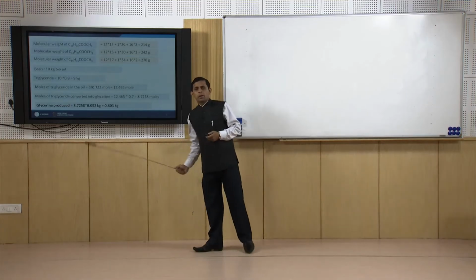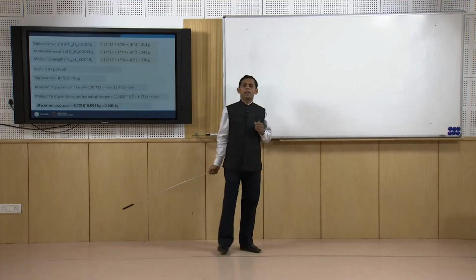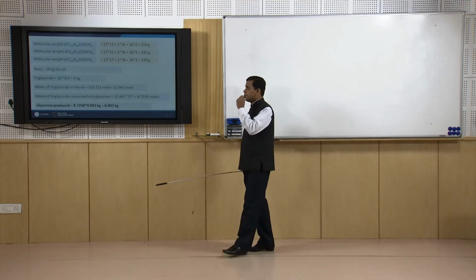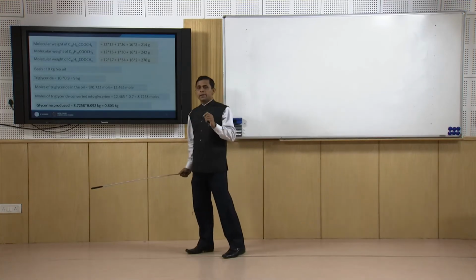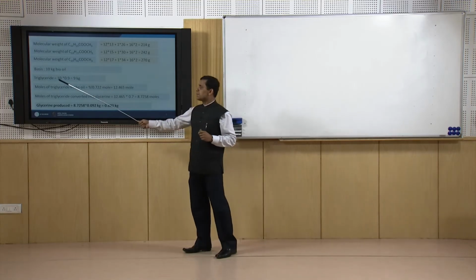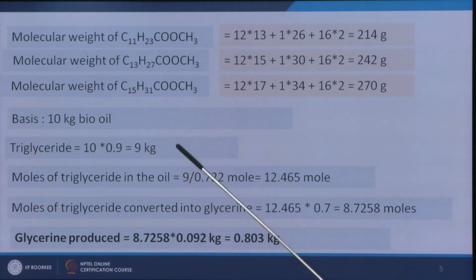Now we see what our basis is. Our basis is 10 kg of the oil. So, we have 10 kg of the oil, and it is also given that 90% of it is triglyceride. What is the amount of triglyceride present in it? 10 kg into 0.9, that is equal to 9 kg.